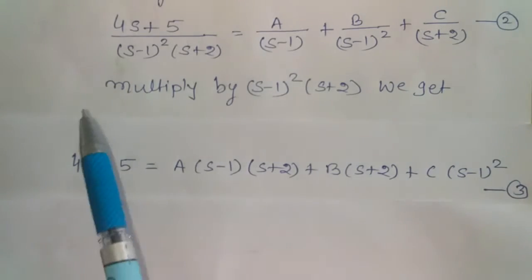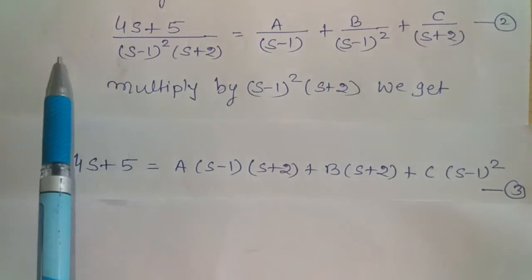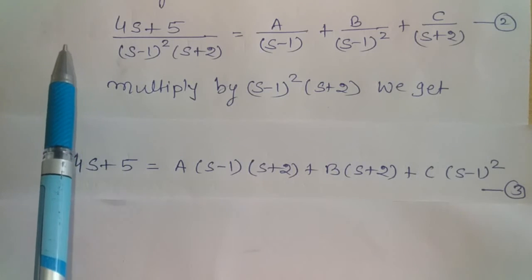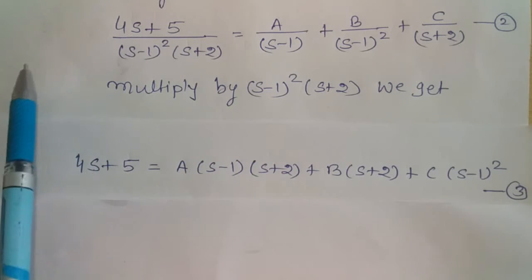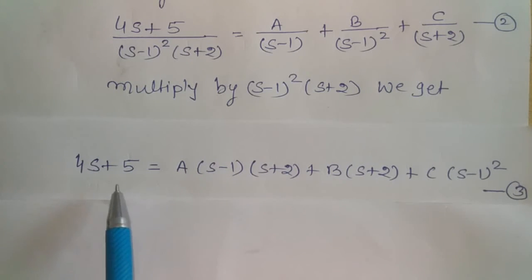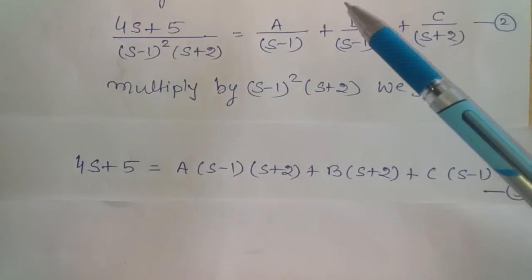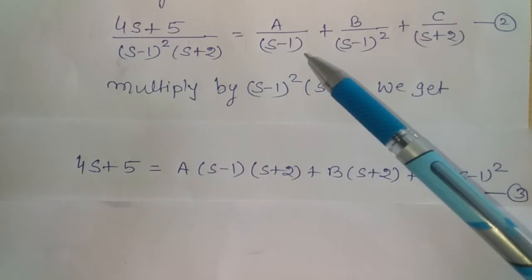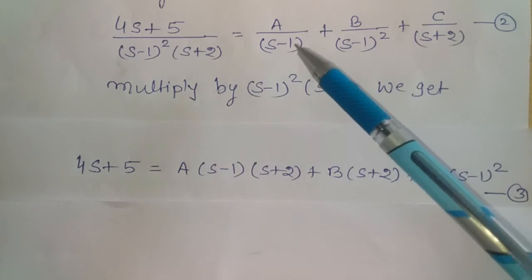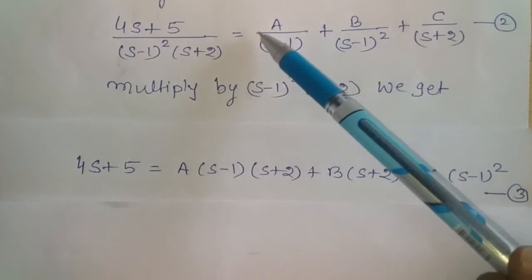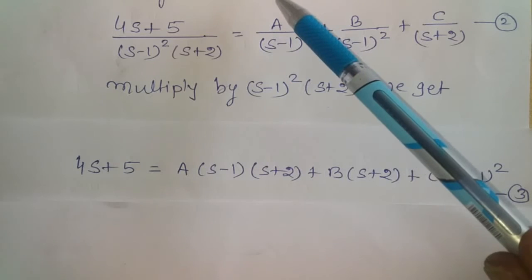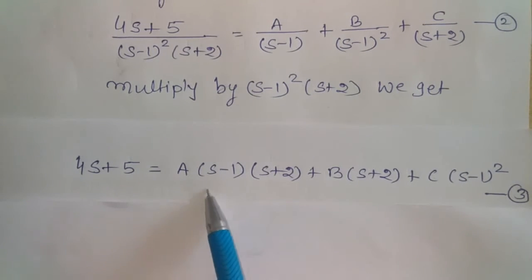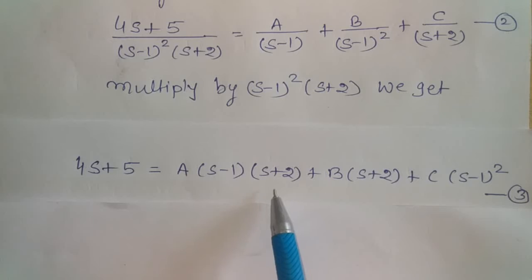When we multiply the left hand side by (s minus 1) whole square into (s plus 2), this denominator is cancelled with the multiple factor, and we have 4s plus 5 only on the left hand side. Now on the right hand side, each term we multiplied by (s minus 1) whole square into (s plus 2). Then in this expression, s minus 1 cancels with one power of s minus 1, and we have a into (s minus 1) into (s plus 2).